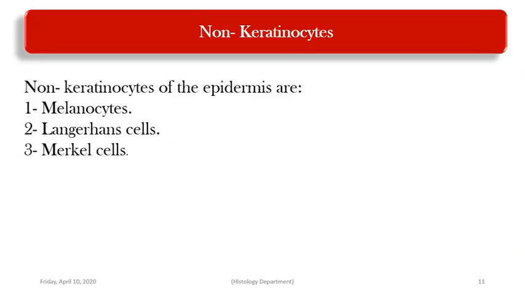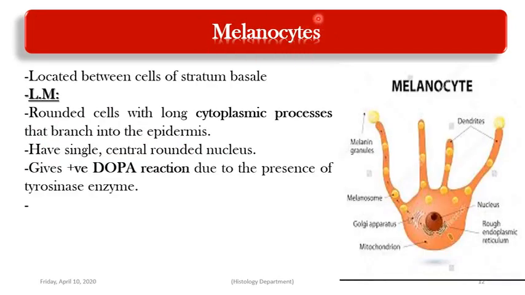Again, I said the epidermis is formed of keratinocytes and non-keratinocytes. The keratinocytes are arranged in the 5 layers which I just mentioned, and the non-keratinocytes are 3 cells: melanocyte, Langerhans cell, and Merkel cell. The first cell is the melanocyte. Melanocytes are present in the stratum basale layer, resting on the basement membrane.